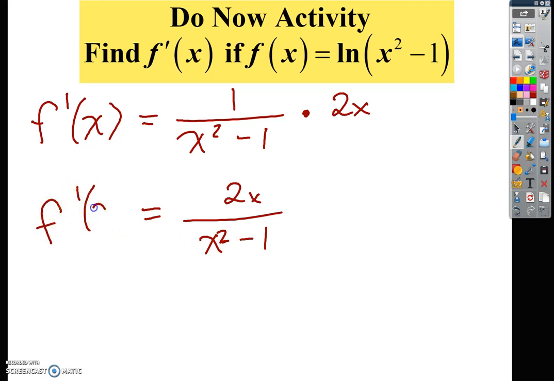So it's very straightforward. You can simplify it if possible. This one's not going to be simplifiable, but that's our basic idea. So let's go ahead and move on.